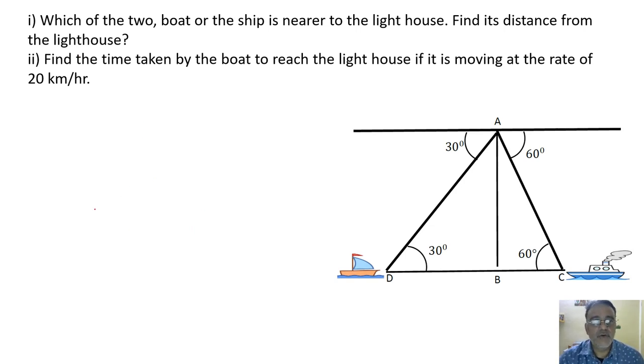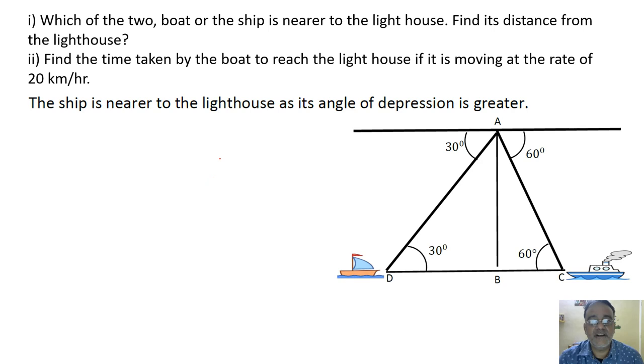ठीक है? तो हम लोग को पहले ये find करना है कि कौन सा पास में है. तो यहाँ पे जिसका angle of elevation ज़्यादा होगा, वो nearer होगा, right? Angle of depression या angle of elevation, if it is more, that is nearer. So which is nearer here, ship or boat? Ship. Ship, very good. The ship is nearer to the lighthouse as its angle of depression is greater.